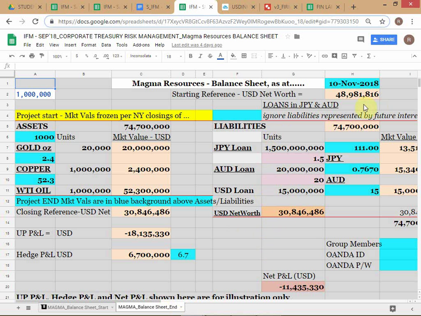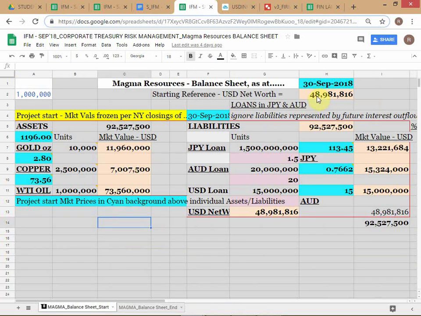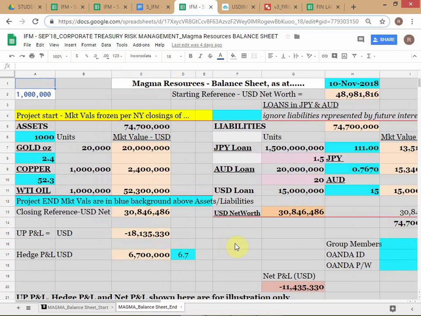Here you notice that the starting reference net worth was 49 million, which is coming from this figure on 30th September. Because of these prices, on 30th September your net worth was 48.9, so we'll call it 49. There's a second sheet which is the ending balance sheet figure. I think we have to make this smaller so that everything is visible.